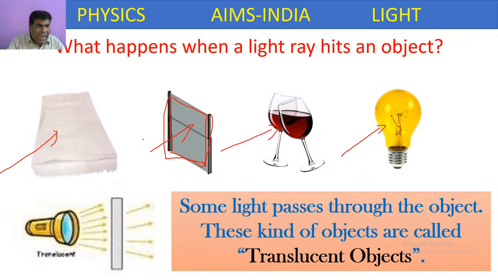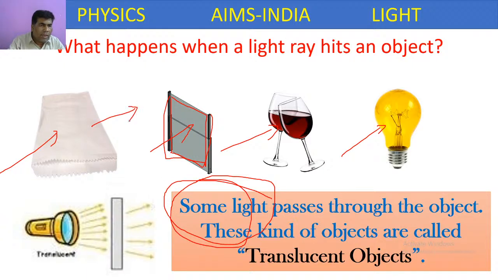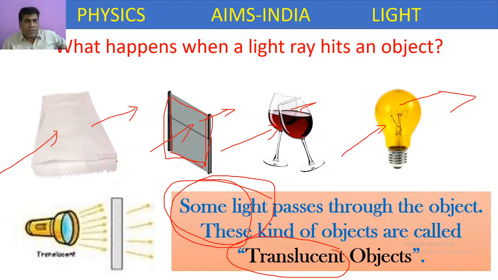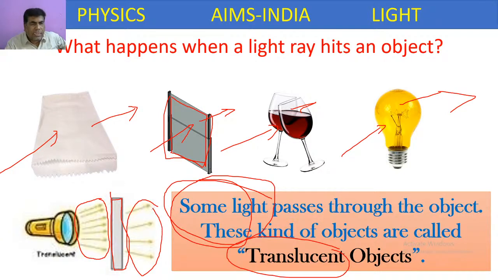Here, total light will not pass through the object, but only some light passes through the object. They will allow only some light to the other side. That's why through these objects, we cannot observe the objects clearly. The objects will look somewhat dull or dim. These kinds of objects are called translucent objects. Translucent objects are objects which allow the light partially, not completely. Partially means up to some extent. Suppose this torchlight is allowing a bundle of rays, but this is a translucent object, so it is allowing only some rays, not all the rays. These are examples of translucent objects.